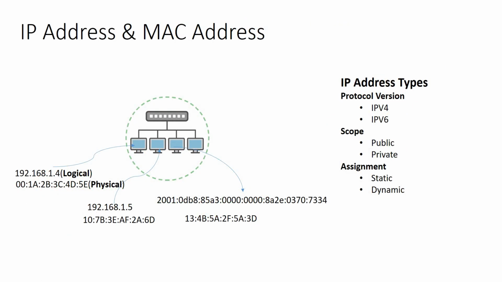In this video we have gone through what an IP address is and what a MAC address is. We have also discussed the difference between them and how they are represented in different formats. We also discussed different types of IP addresses based on the protocol version, the network scope, as well as assignment. In the next video, we are going to discuss subnetting as well as CIDR.